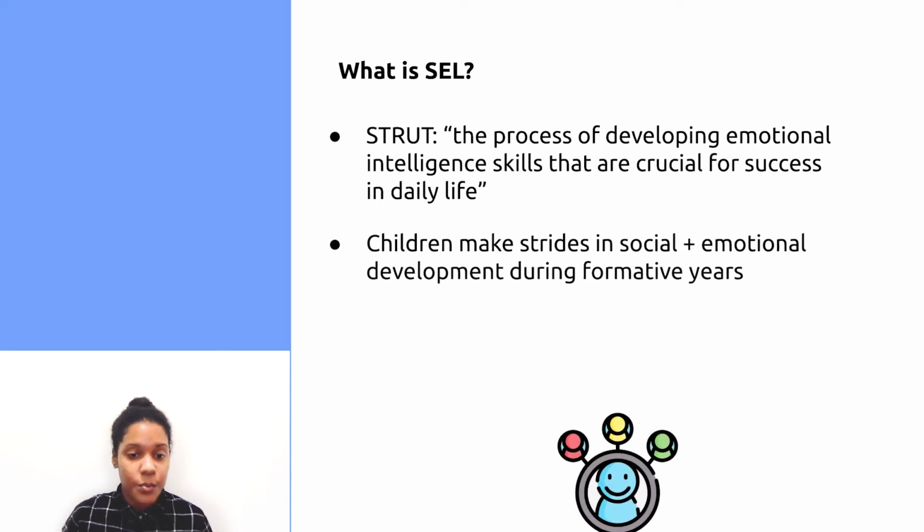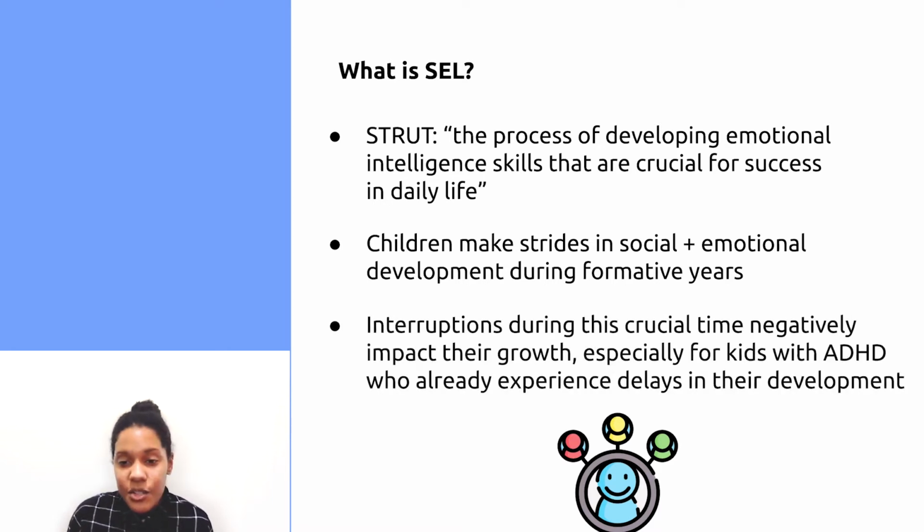Children with and without ADHD make tremendous strides in their social and emotional development during their formative years. As they go through adolescence, their connections between different brain regions get stronger and more efficient. So any interruptions during this crucial time for that development negatively impacts their social and emotional growth. Any disruption is especially significant for kids with ADHD because they already experience a delay in their development.